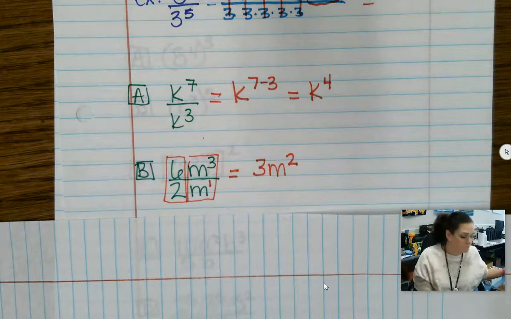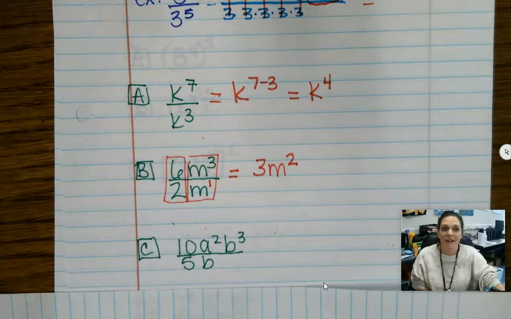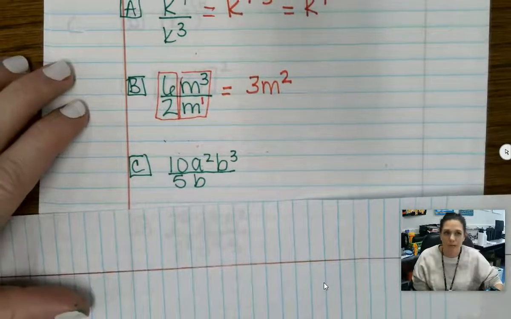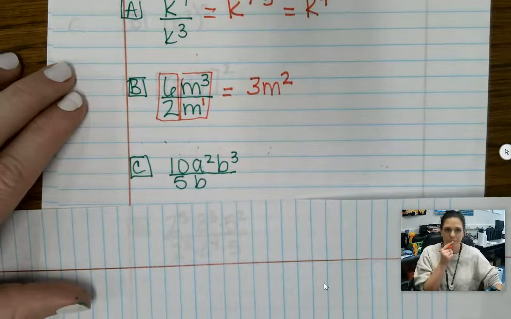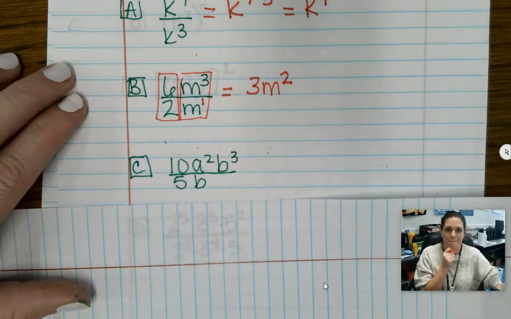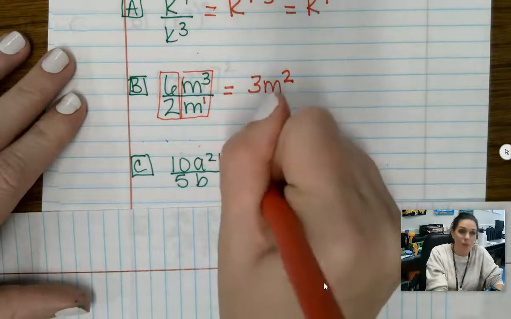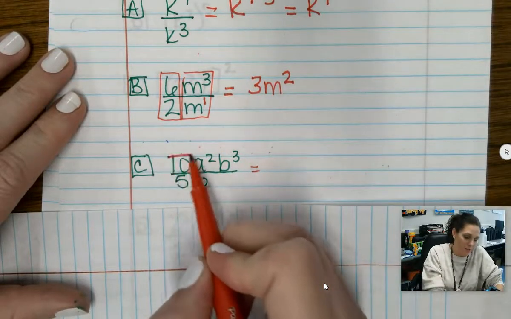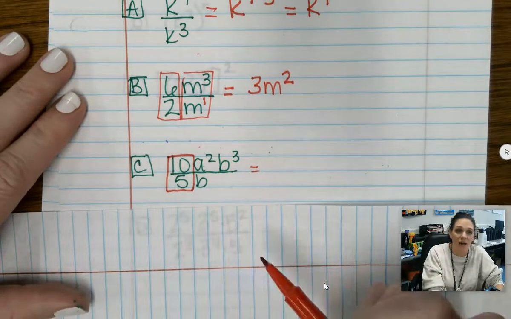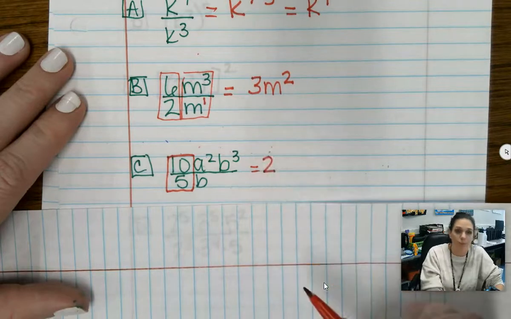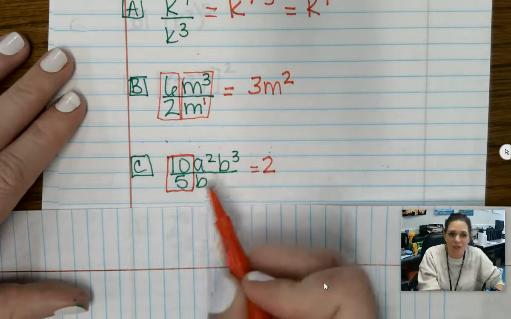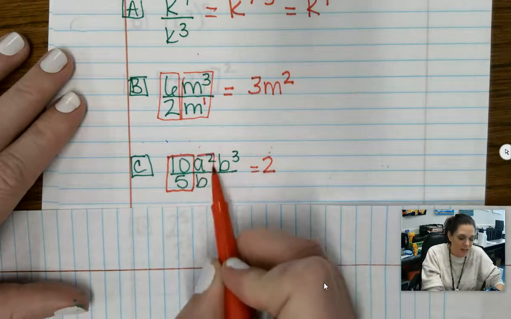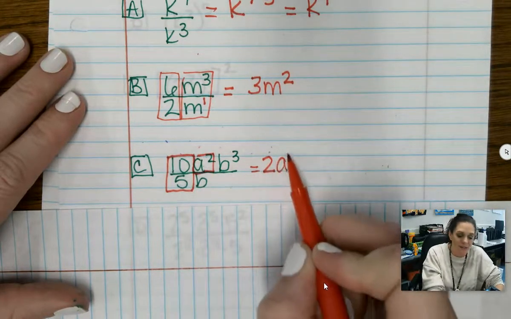Time to get a little bit harder. We have 10a squared b cubed divided by 5b. Ooh. All right, so again, we want to treat these as separate entities. We're going to have 10 divided by 5, which would get me 2. Now, when I go to circle these a squareds, notice there's nobody in the denominator to pair with. He is on his own, and he stays put.